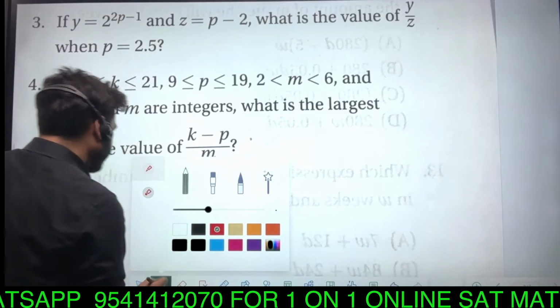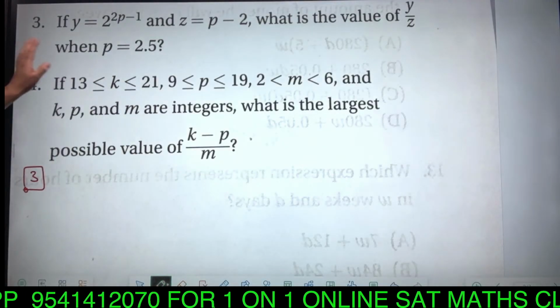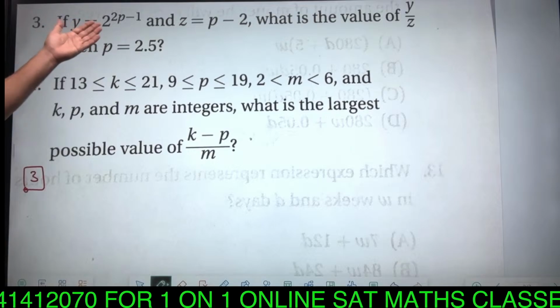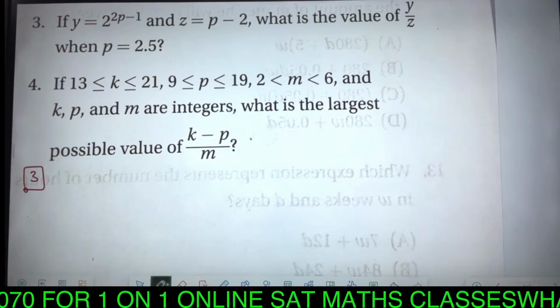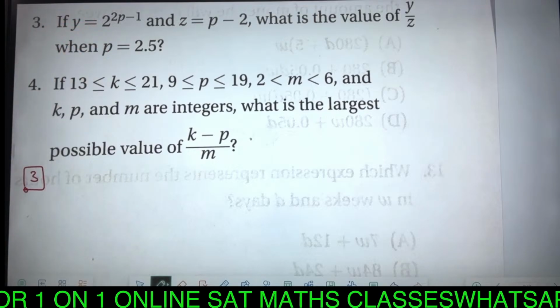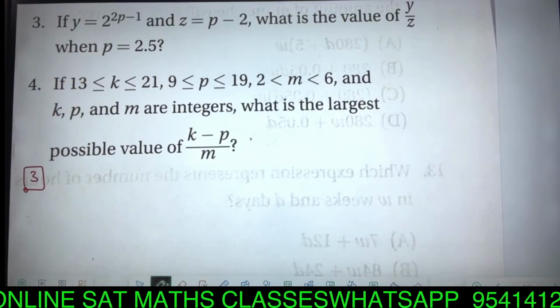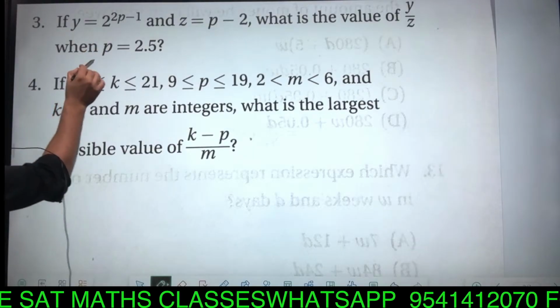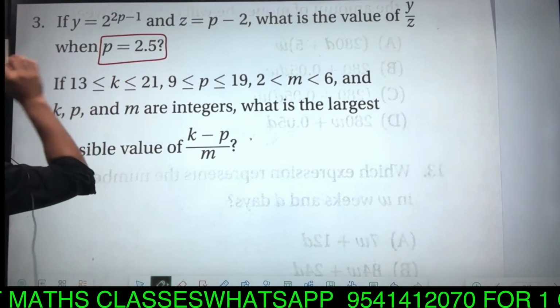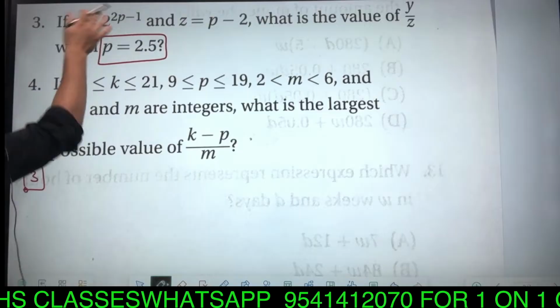In question number 3 they are saying that if y value is 2 power 2p minus 1 and z value is p minus 2, y is given, z is given, then what is the value of y by z when p is equal to 2.5. Now first of all they have given the value of p, that is 2.5. We will put the value of p 2.5 in the above.